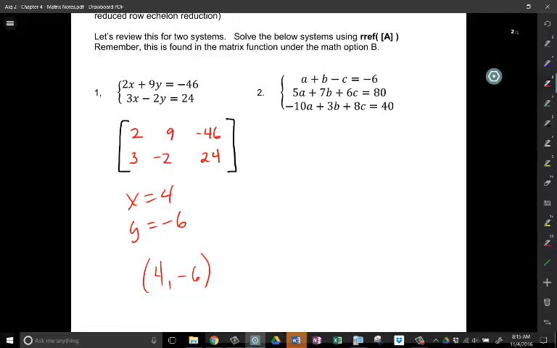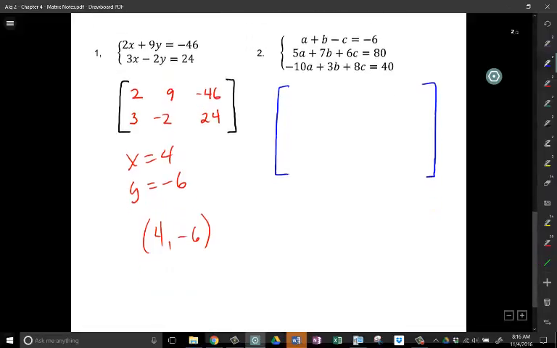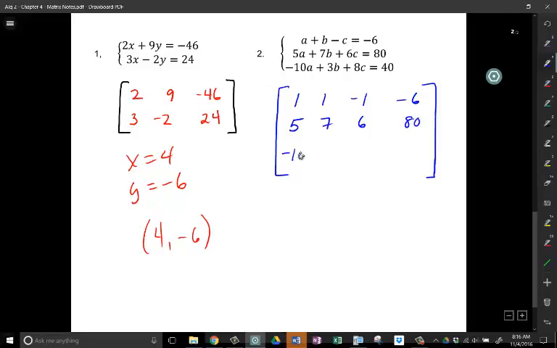All right, now, let's do number 2. Who can tell me my starting matrix? First of all, what size? How many rows? 3. How many columns? Okay, so Richard, what's the first row going to look like? 1, 1, negative 1, negative 6. Okay, remember when you put in negatives, we use the opposite. What's the second row? 5, 7, 6, 8. And the third row? Negative 10, 3, 8, and 40.